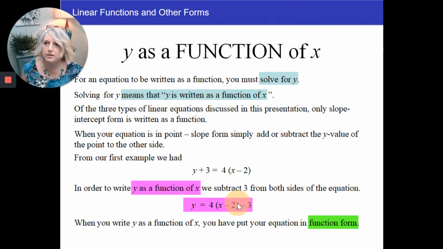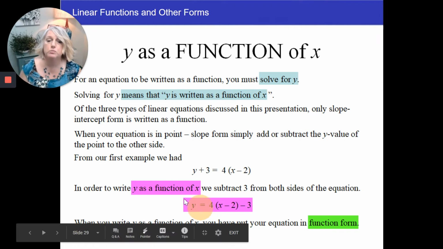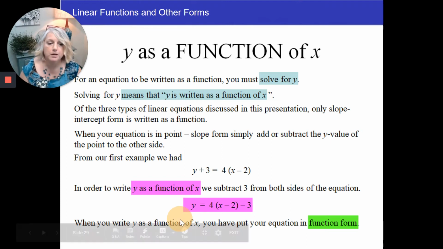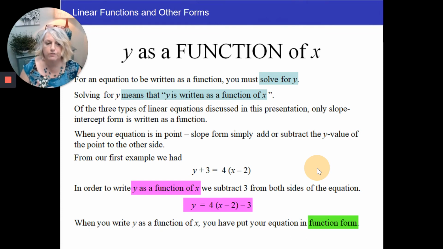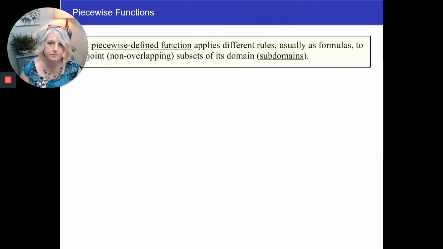I didn't put it in slope-intercept form. I simply moved the +3 over to that side by subtracting. That is y as a function of x, and that is all we need to do, and we would leave it in that form. So if you have to write your function as a function of x, then you just have to solve for y to put it in function form.